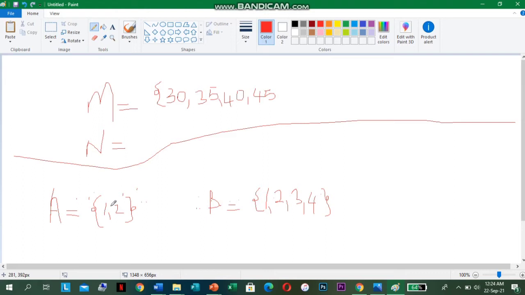Alright, so we can say that A is a subset of set B. Now we can write it like this. A is a subset. Please remember this is the subset symbol. A is a subset of B. Alright, A is a subset of B. Beautiful. Let us move along.